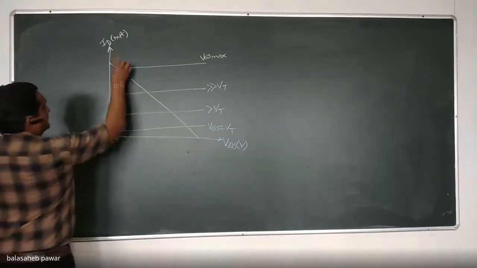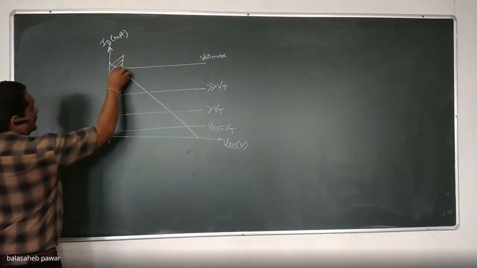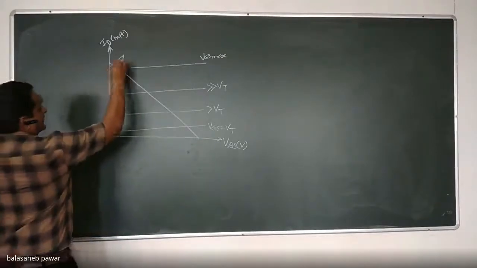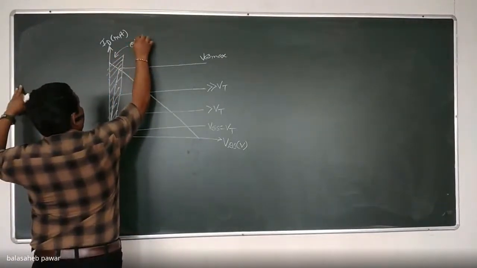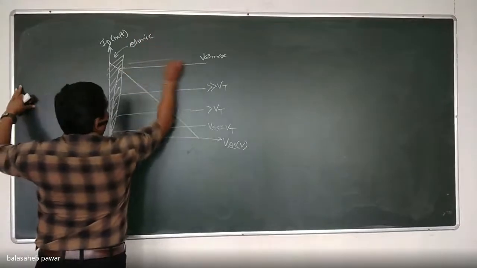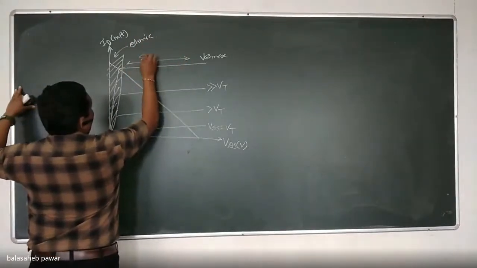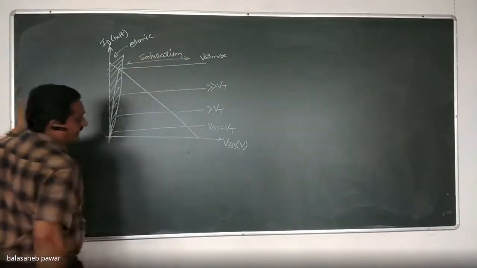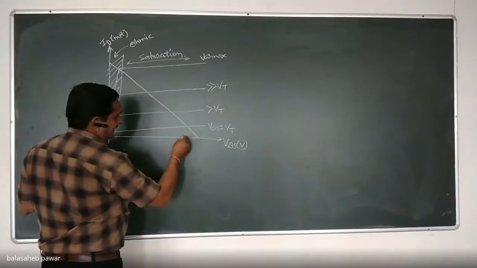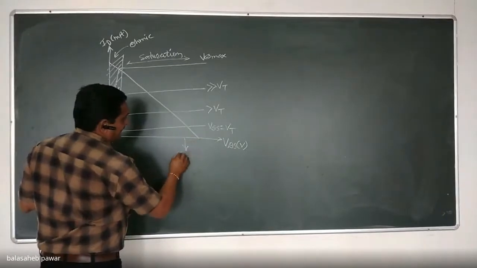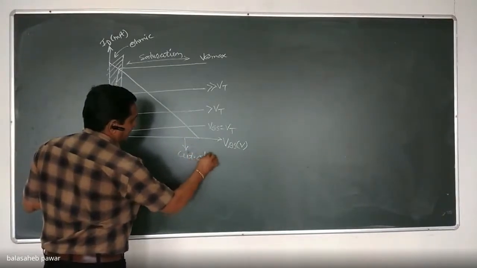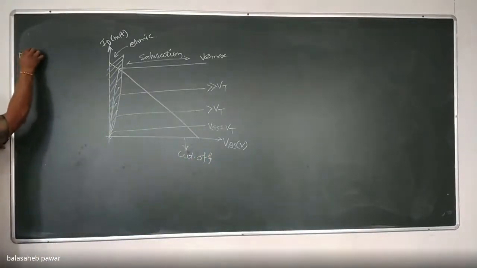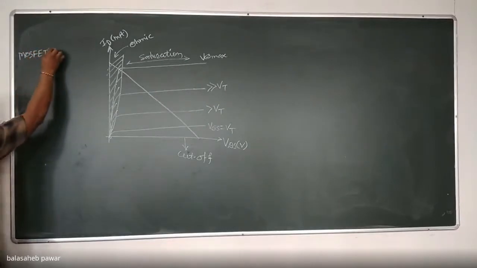Already I told you, this region of operation of that MOSFET is known as what? Ohmic region, correct? This one is ohmic. This region of operation is which one? Saturation region. And VGS less than VT is generally known as cutoff region, correct? Now what we have to study, our second unit and its first part, that is MOSFET as a switch.